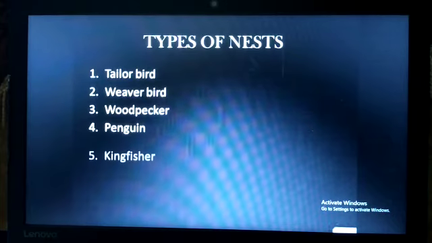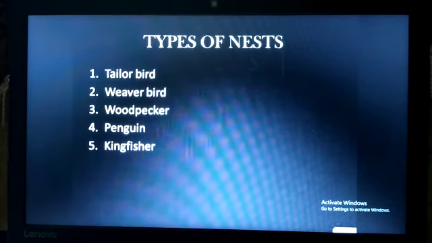The fifth one is kingfisher. A kingfisher burrows a hole on the banks of a river to use it as a nest.